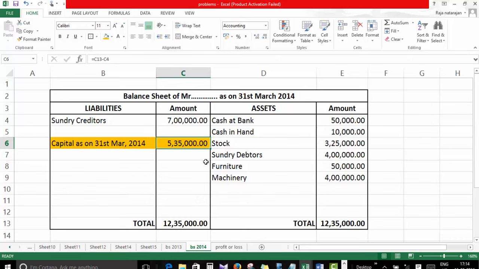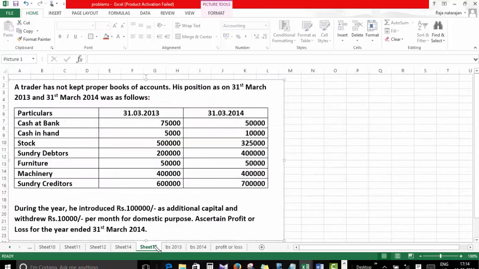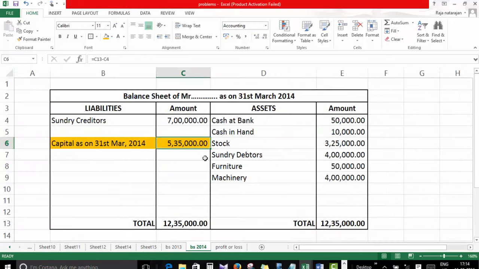So on the face of it, what we understand is capital had come down, but the question says there is an additional capital of 1 lakh, and he also had withdrawn 10,000 per month. So the closing capital of 5,35,000 is after receiving additional capital of 1 lakh. If that 1 lakh is not received, then closing capital would have been 4,35,000. And this is also after the drawings of 10,000 per month for 12 months, that is 1,20,000 has been taken out of the system. Had that not been taken out, then this capital would have been higher by 1,20,000. So all these have to be adjusted.